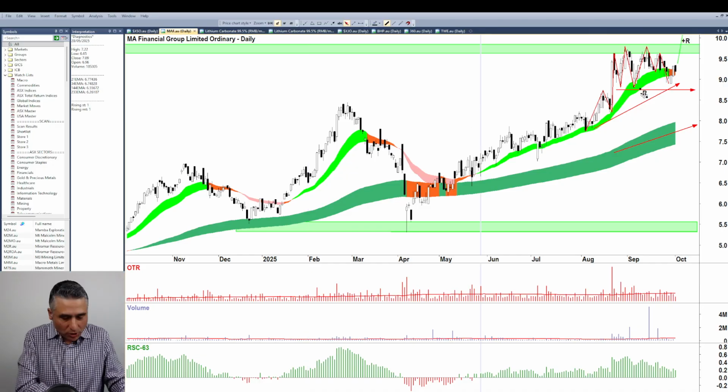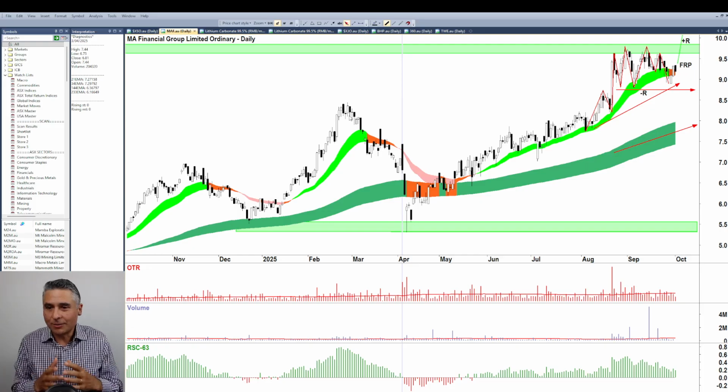Is this the way we should be thinking about MA Financial right now? And extrapolate this out to every stock in your portfolio. Every stock in your portfolio. Let's go FRP. Or maintain risk, whatever you want to call it. Maintain risk position. Full risk position is maybe too strong a word. I could go MRP, if that makes you feel better. Maintaining our risk position, adding our risk position, reducing our risk position.